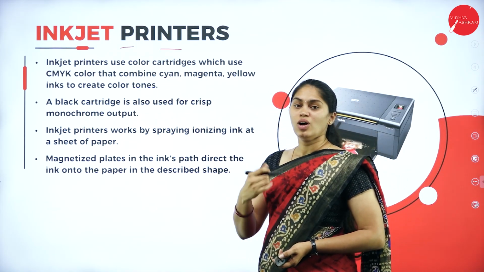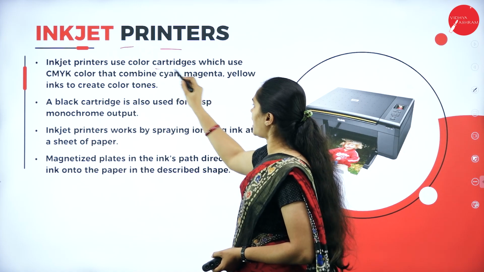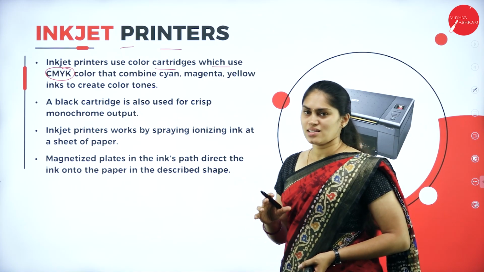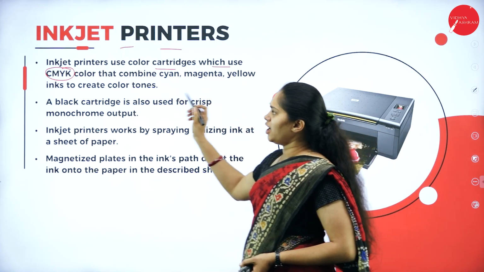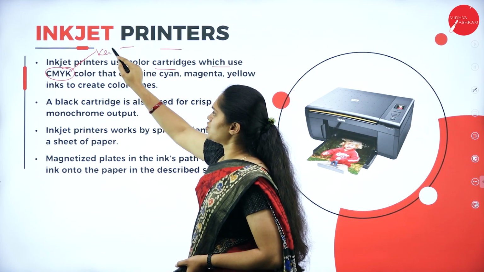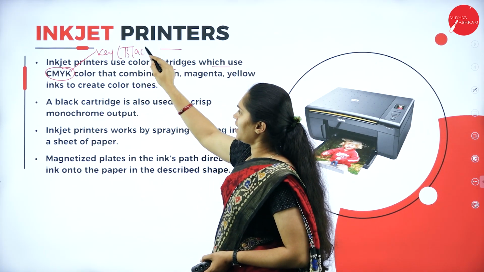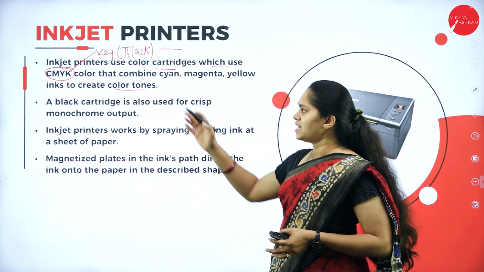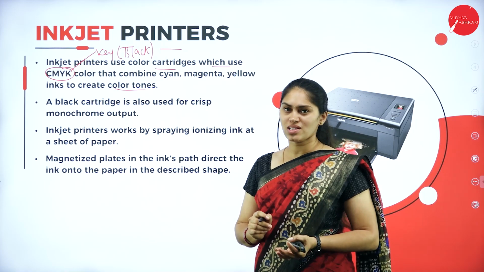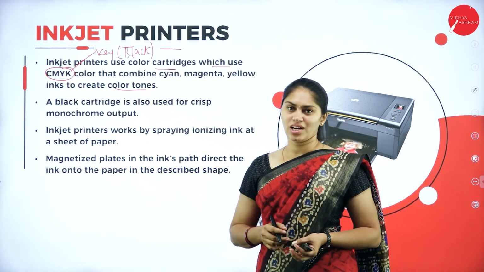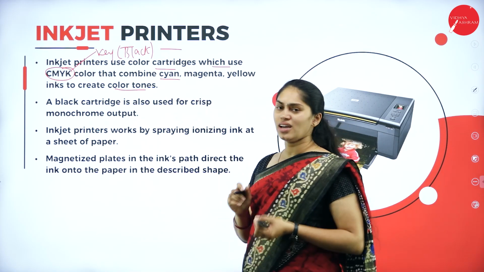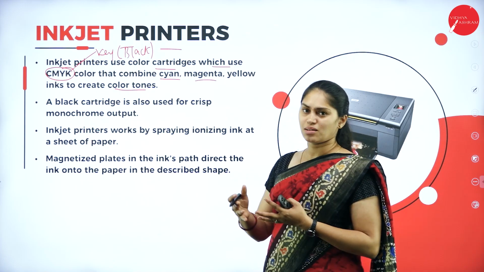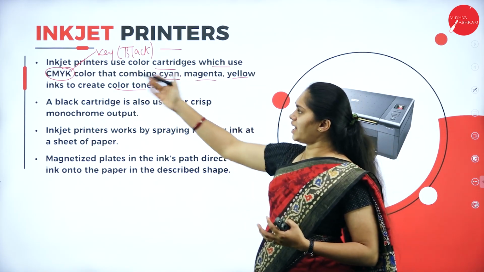In this inkjet printer, how does it work? It uses cartridges which use CMYK color. CMYK means cyan, magenta, yellow, and K represents key. Usually we use black as the key, most often, in order to create the color tones. By making use of this CMYK color, we produce an image with the inkjet printer. Cyan is somewhat transparent, an aqua color I can say, magenta looks somewhat like pink, and we have yellow, and K is key.